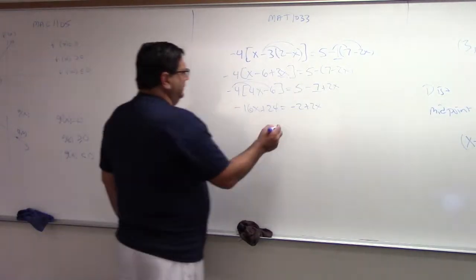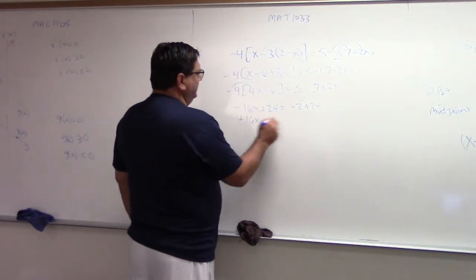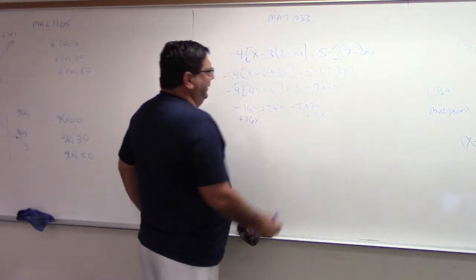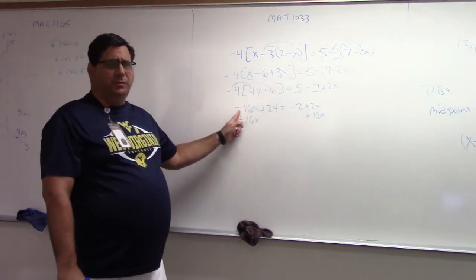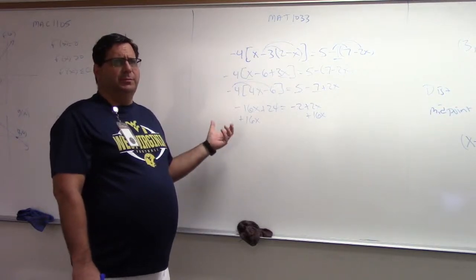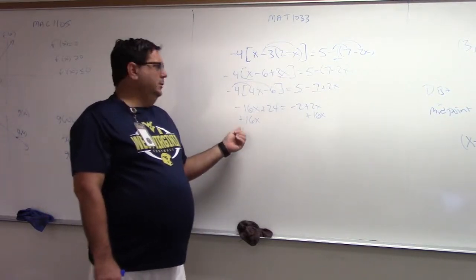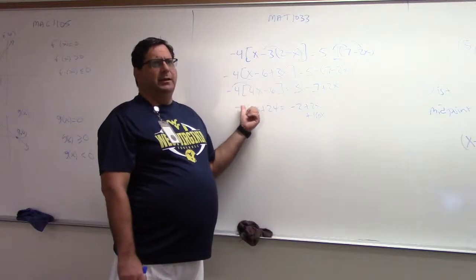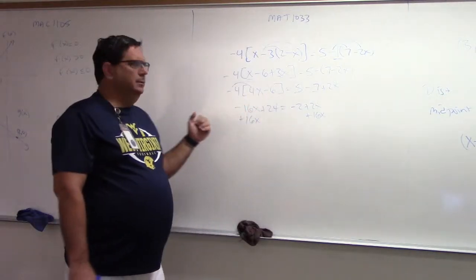Now from here, we would add 16x. Now you'll notice that I tend to always move the smallest number first. That's just by design, so that I can get a positive number to deal with when I deal with the x. You could have moved the 2x over and made it -18x and it would have been the same thing. Alright?